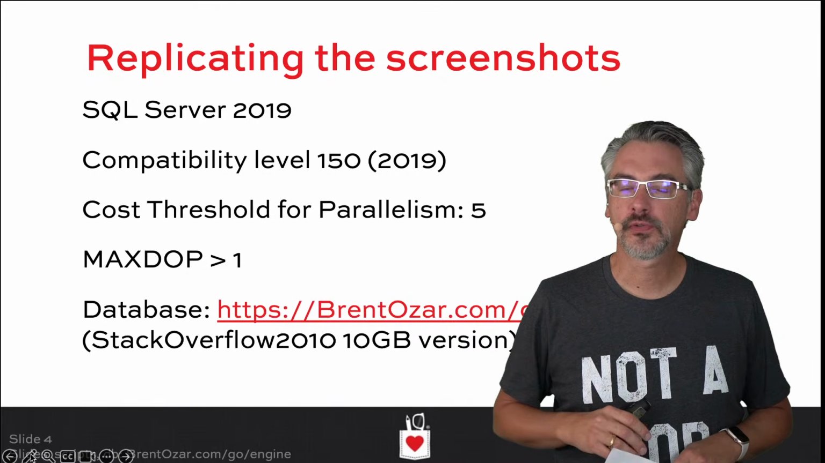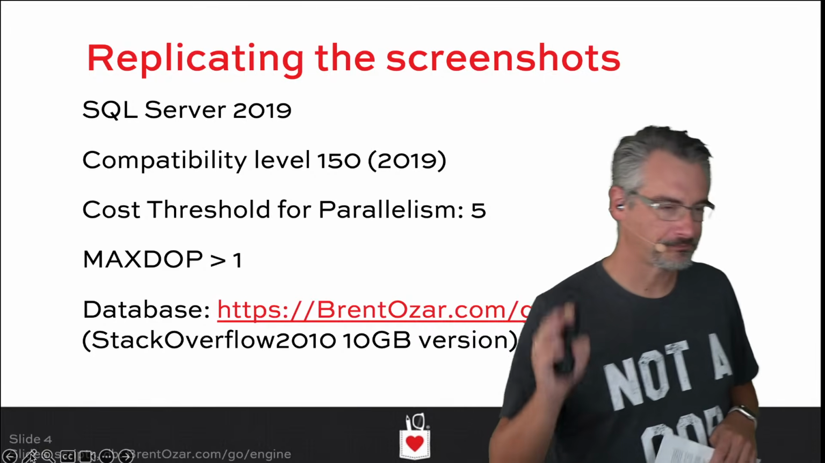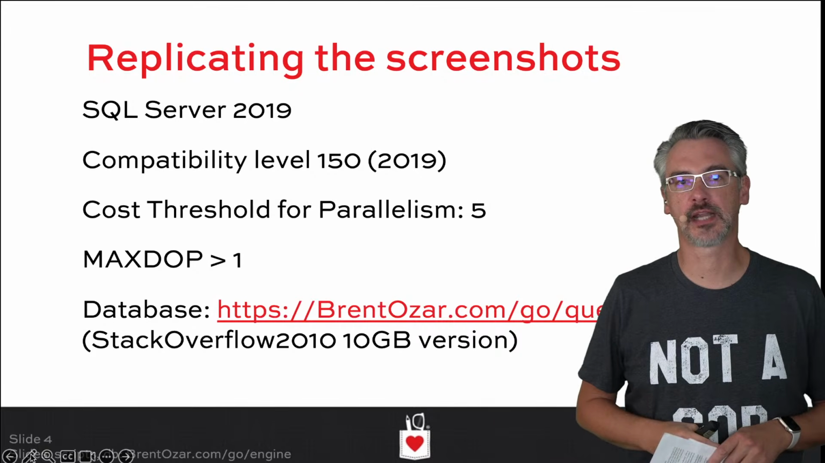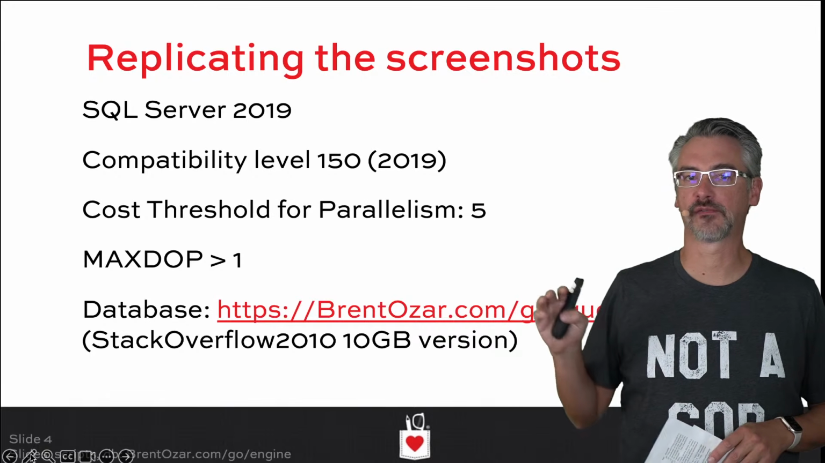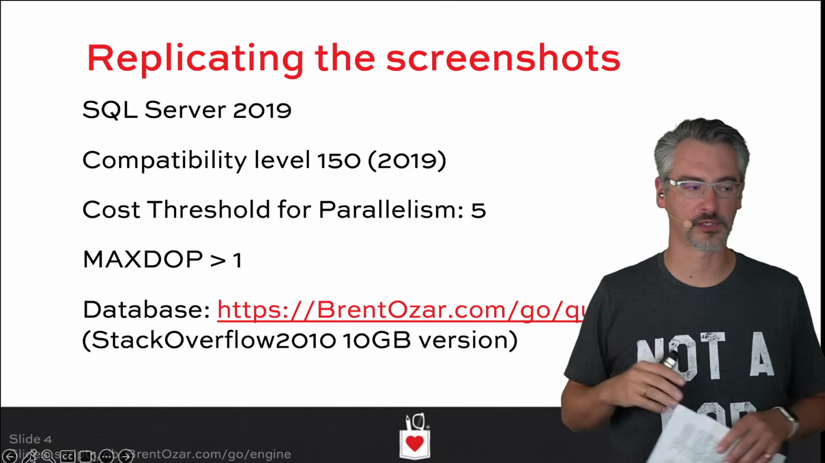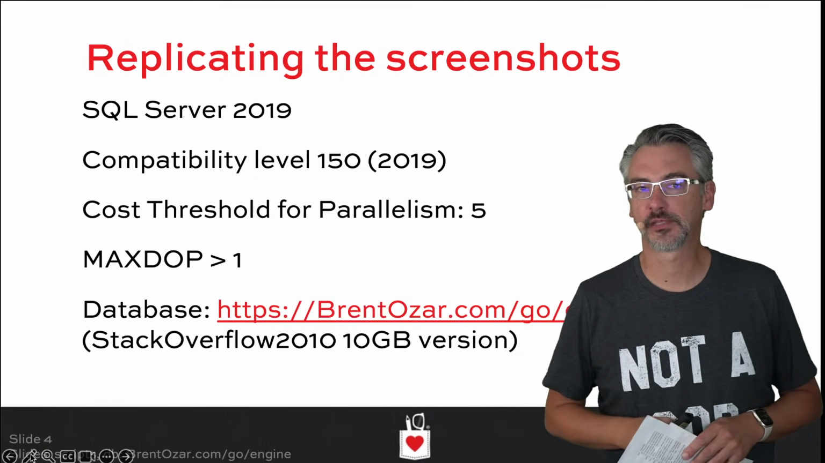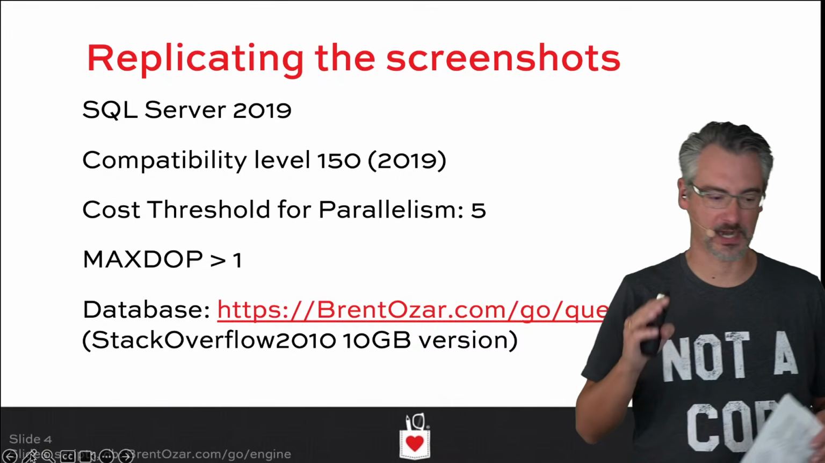But as you're going through the slides, if you want to reproduce any of the work that I've done, be aware that everything in the slide deck was done with SQL Server 2019 with the latest compatibility level for that. Defaults for cost threshold for parallelism. We'll talk about why through the course. Any max degree of parallelism is fine as long as it's higher than 1. And I'm using the Stack Overflow 2010 database.